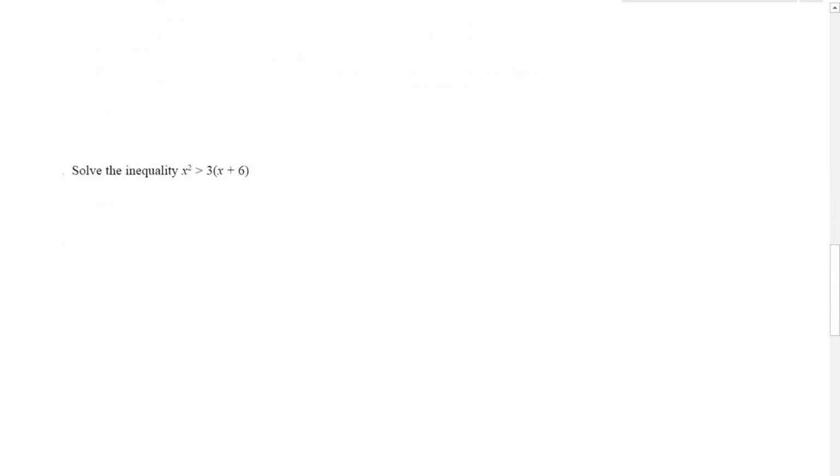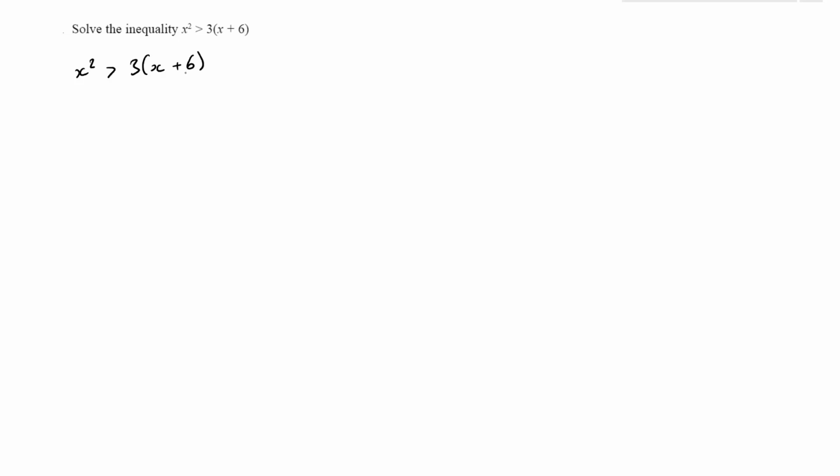Okay. Now we're going to have a look at solving a quadratic inequality. So we are familiar with how to solve quadratic equations, and this is going to be no different in terms of your method. It's just going to be different in terms of the answer we're going to get at the end.